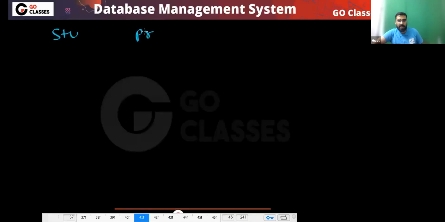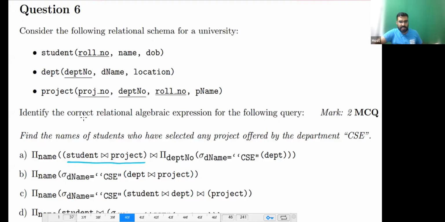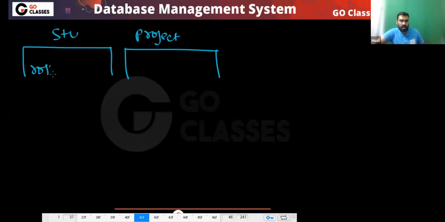So now you can create the diagram like this. Side by side, you can put the project table and student table. You are taking their natural join. What does it mean? The natural join will be based on the roll number attribute, because that is the common name. So it simply means that roll number must be the same. This roll number here and this roll number here are basically the same. For example, if you have roll number 10 here, this roll number 10 must be the same.